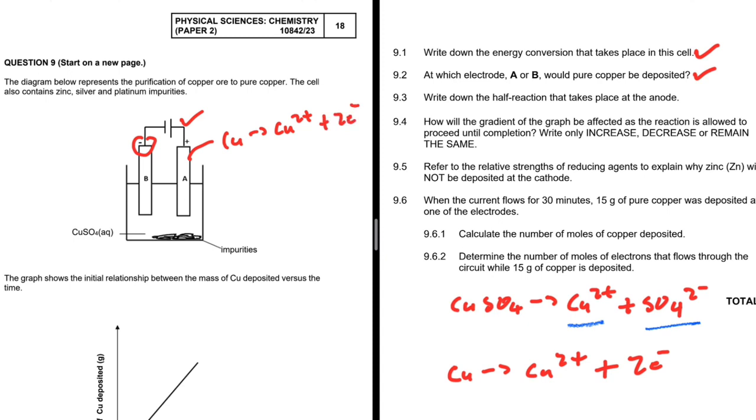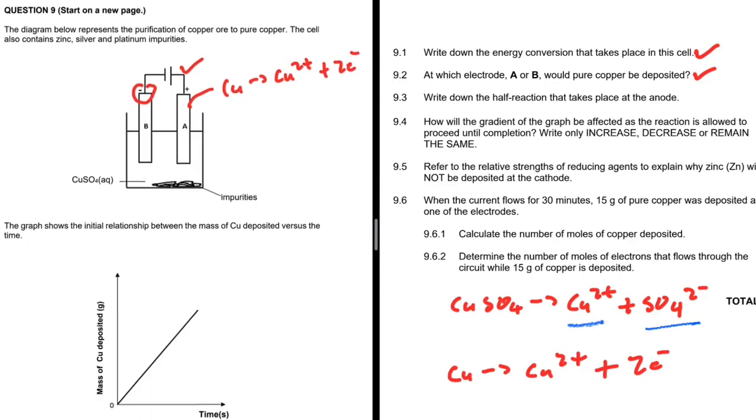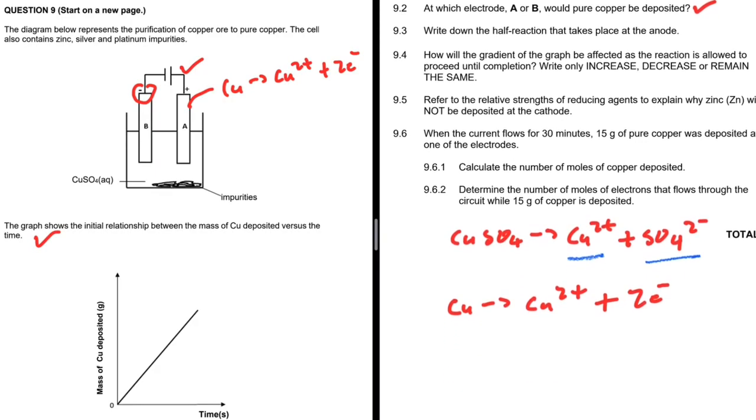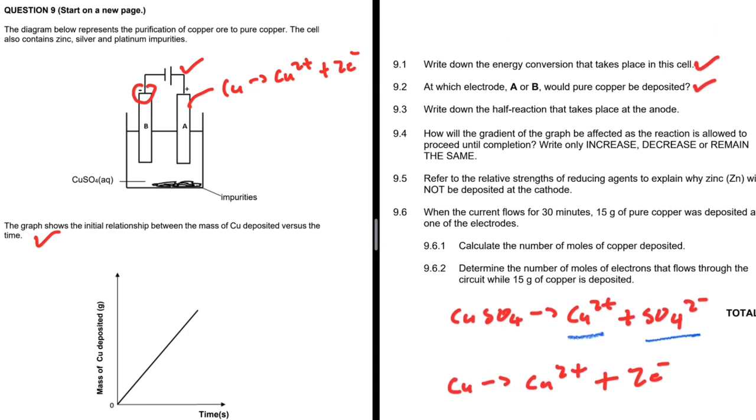How will the gradient of the graph be affected as the reaction is allowed to proceed until completion? Right, increase, decrease, or remain the same. So let's take a look at what's happening here in more detail. The diagram below represents the purification of copper ore to pure copper. The cell also contains zinc, silver, and platinum impurities. The graph shows the initial relationship between the mass of copper deposited versus time. So back to our question: how would the gradient of the graph be affected as the reaction is allowed to proceed until completion? Well, the gradient of the graph is not going to change.